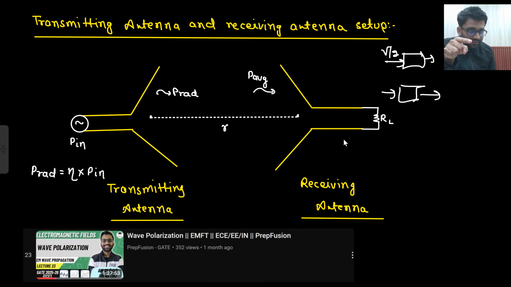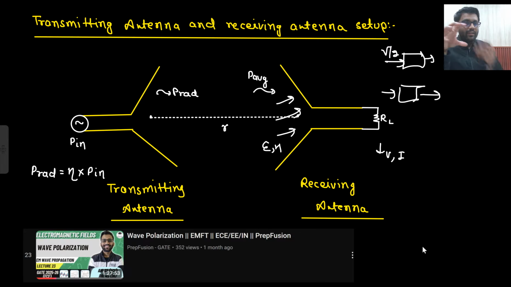So now to the receiving antenna, what will I do? I will give it E H, since EM wave energy will come here. And what will it give me at the load? At the load, it will give me V I. So what is the definition of antenna? If I provide voltage and current to the antenna, it should give me EM wave energy. And if I provide EM wave energy to the antenna, it should give me voltage and current.